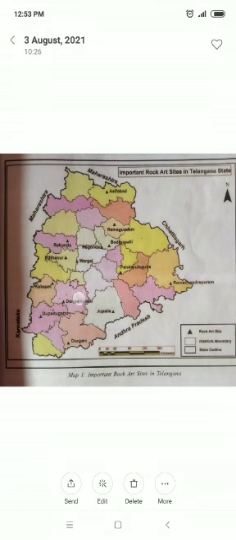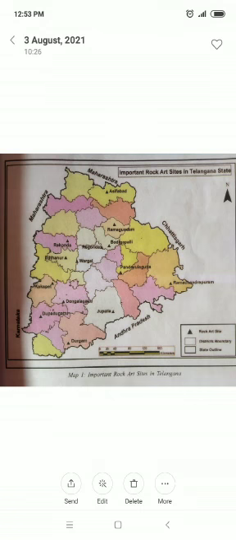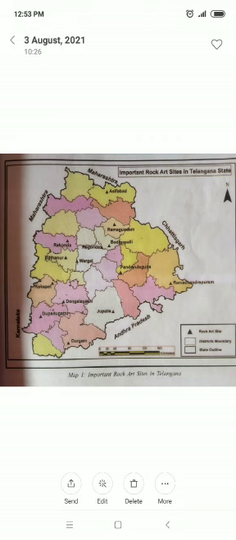Children, symbols. You know that maps are too small for us to draw pictures of the things shown on them. For example, we cannot draw the real school or bus stand or Malika's house, as it will take too much space on the map.